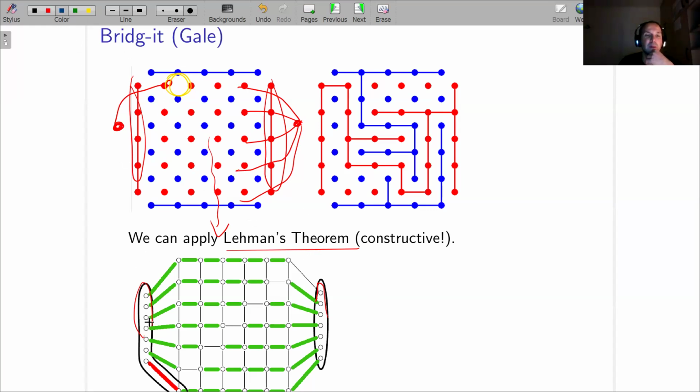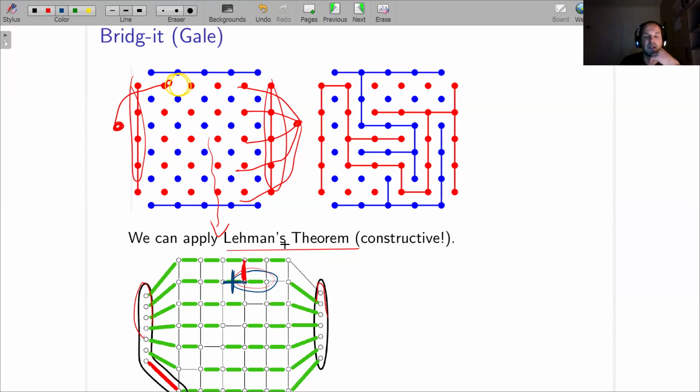How? Well, red will play this red edge. If blue plays this, that means that blue disconnects the green part into this and everything else. And then all red needs to do is reconnect this green spanning tree by claiming one of the non-green edges between this part and the rest of the green.